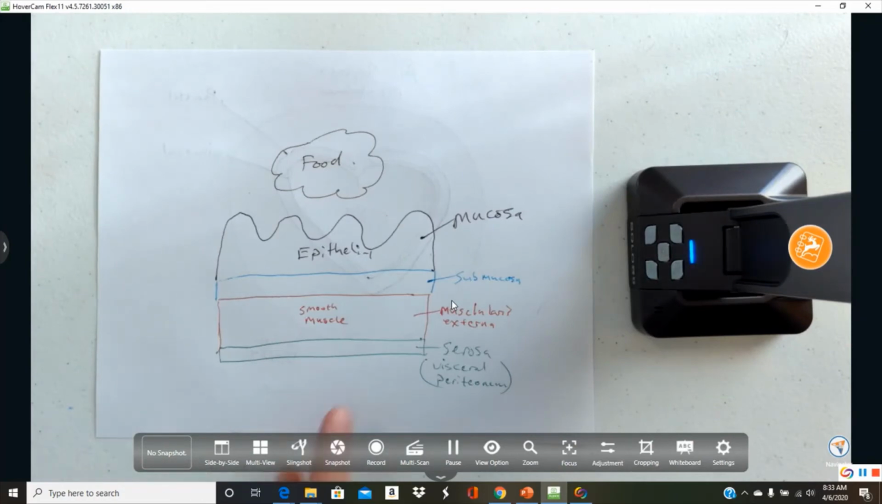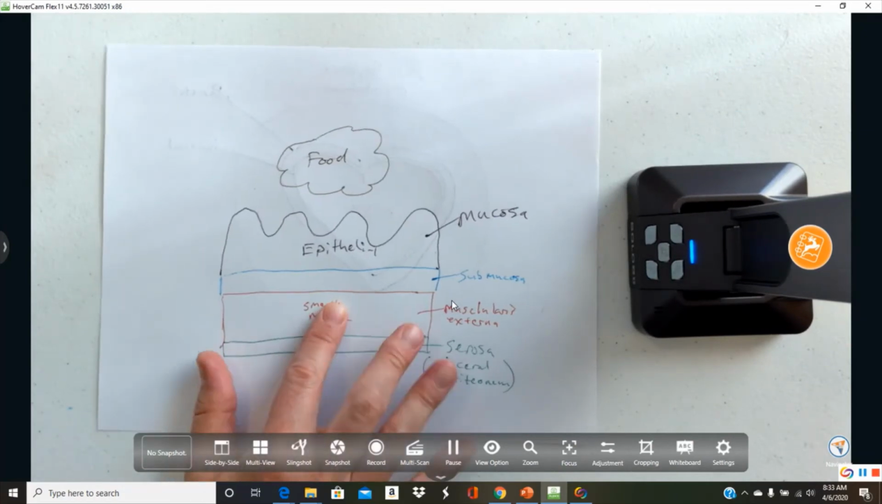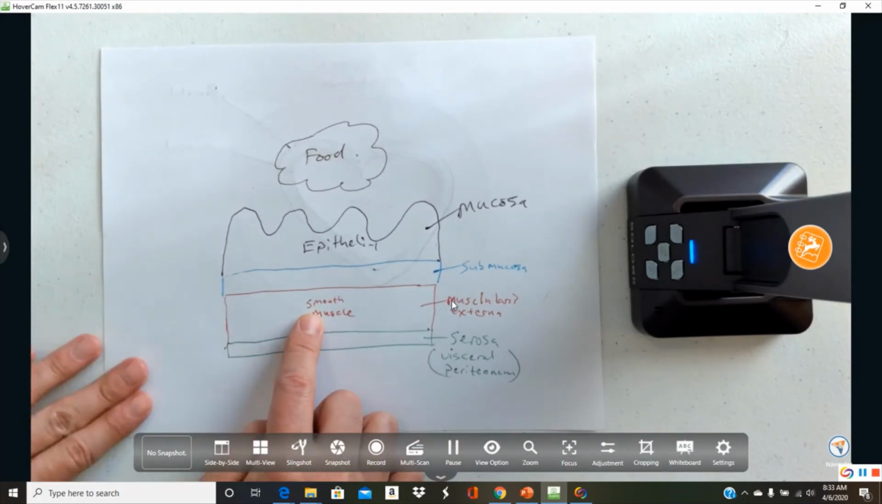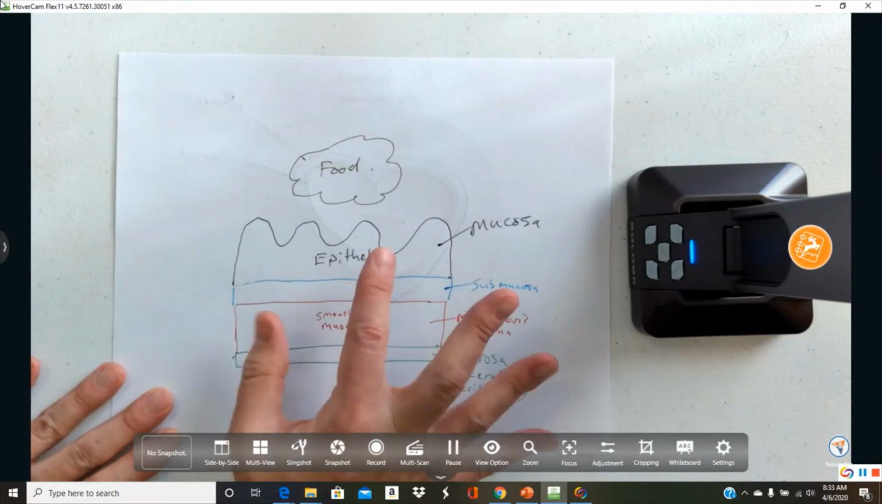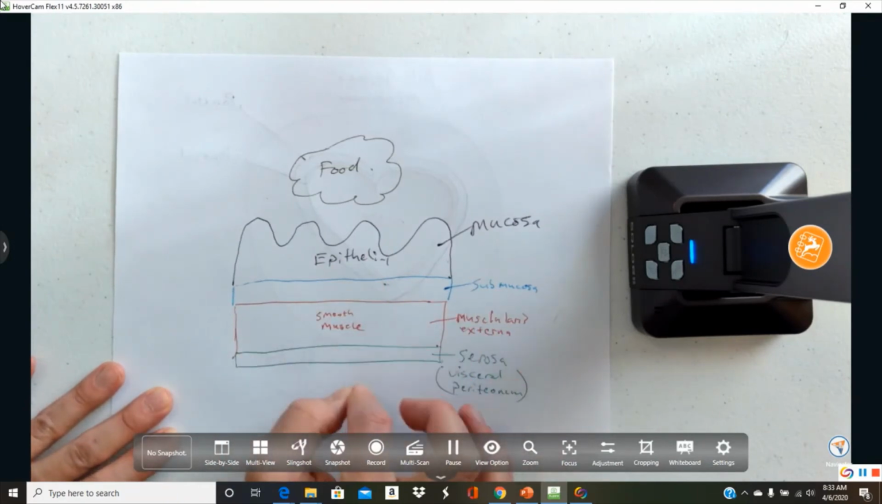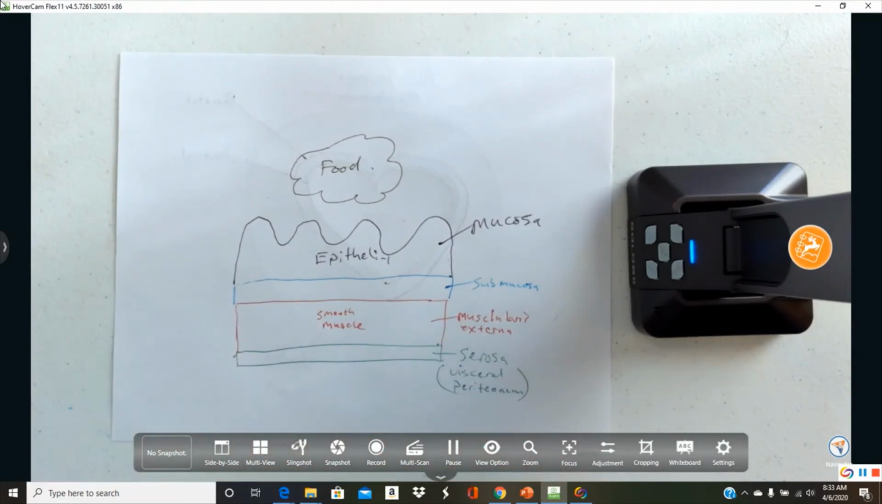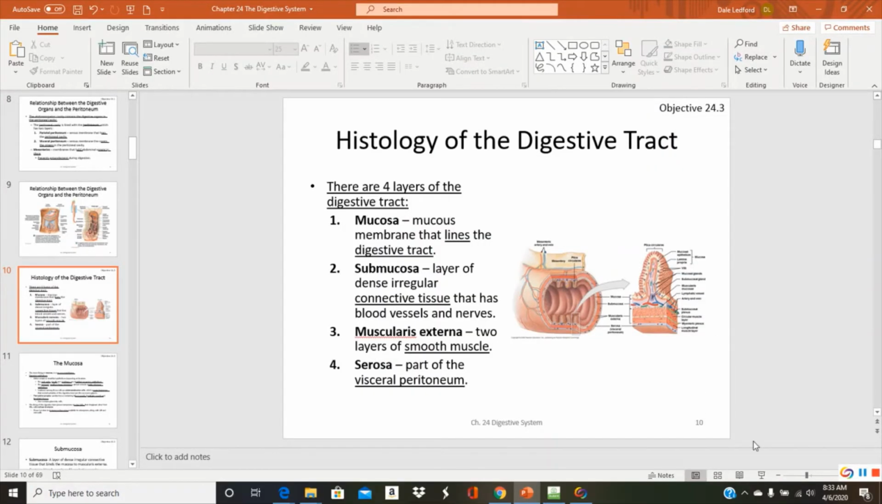Now, also, when the smooth muscle layer weakens, you'll get little pockets that bulge outwards, where material can get in, called a diverticula. And when the diverticula that form due to a weakened smooth muscle layer become inflamed, you'll get a condition called diverticulitis. So very important that we understand some of these things. Mucosa, submucosa, muscularis externa, serosa.